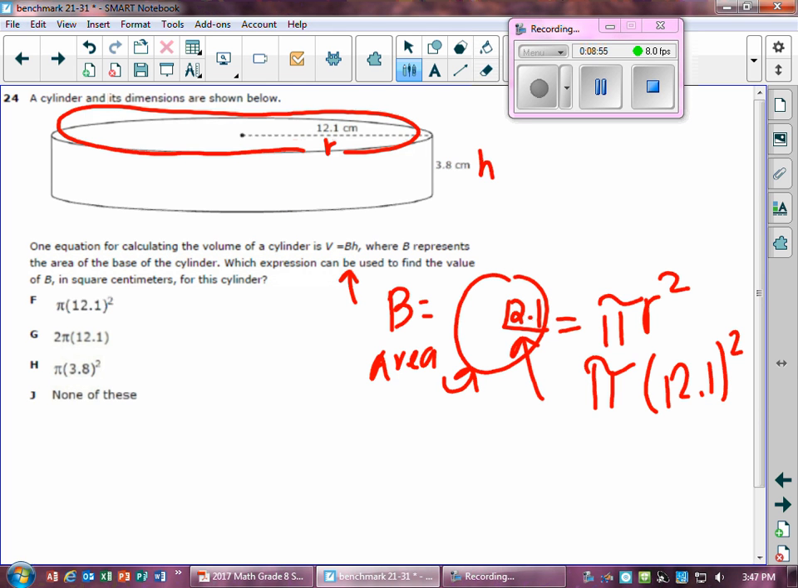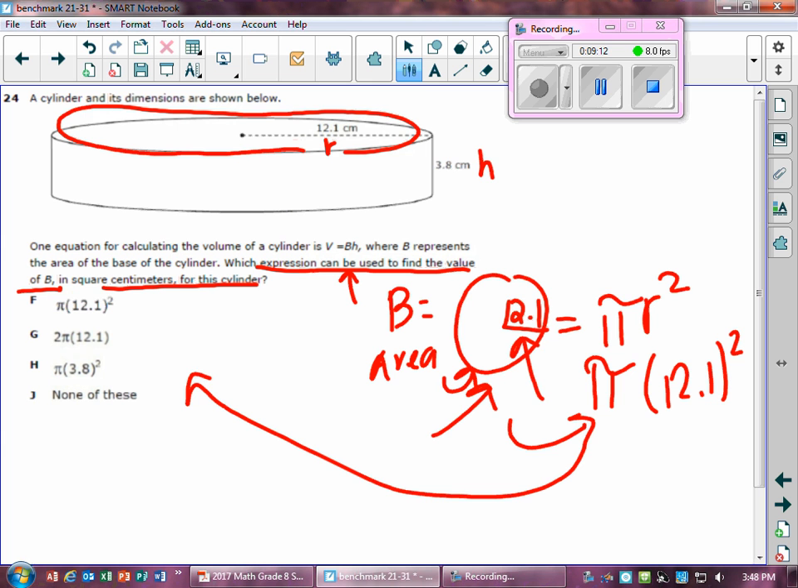So our question says, which expression can be used to find the value of B in square centimeters of the cylinder? So it's not asking you to find the volume. It's asking what is the area of the base. Well, we drew our base, which gave us the area formula. So coming back to our question, which answer choice has pi times our radius squared? Well, that answer choice is F. Pi times my radius to the power of 2. Okay? That's why I like to take your pictures, look at them, and draw them out.